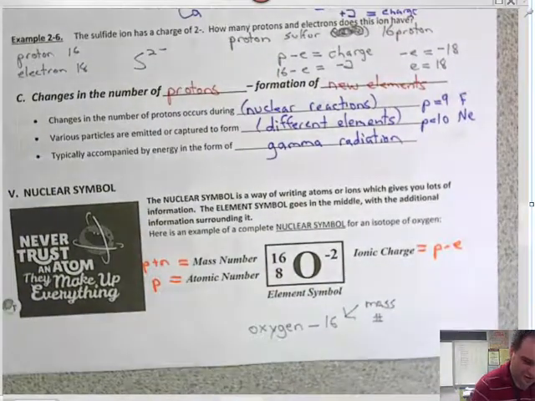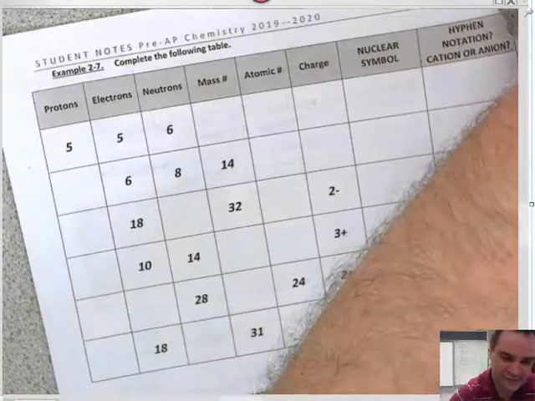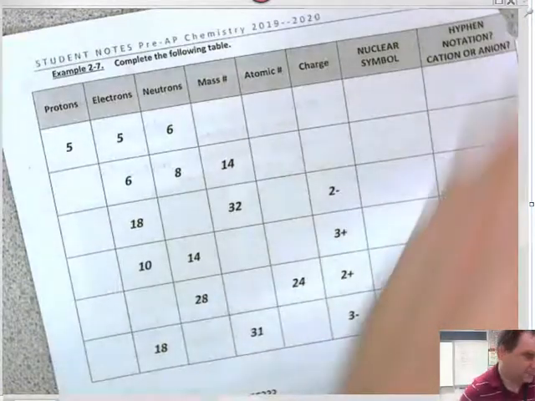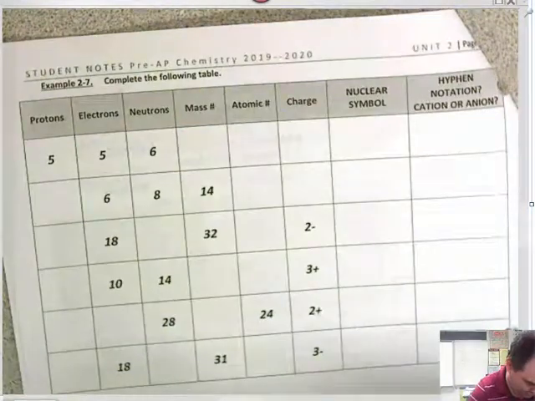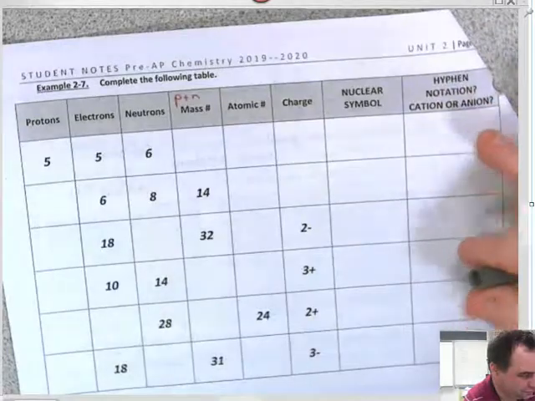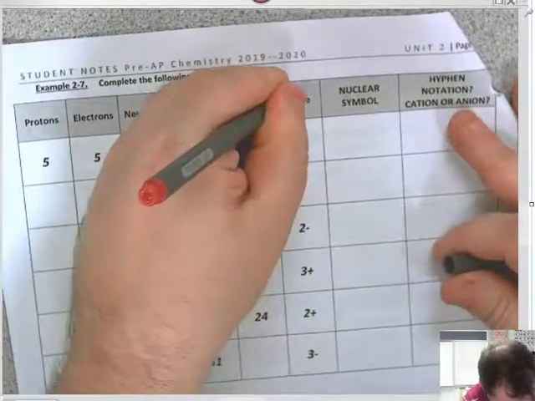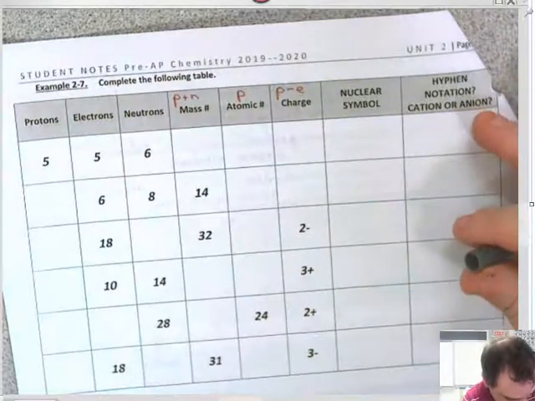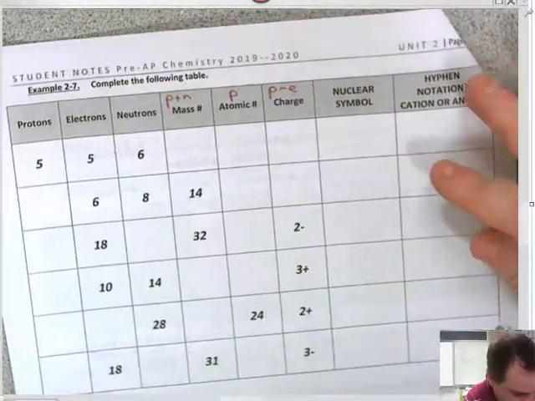Okay, on to the next page, page 10. Complete the following table. Mass number is the number of protons plus neutrons. Atomic number is the number of protons. Charge is protons minus electrons. Then the nuclear symbol, which was written on the other page, and hyphen notation.